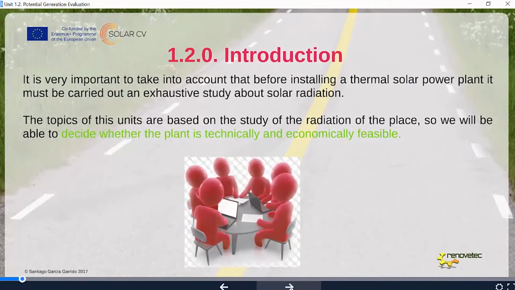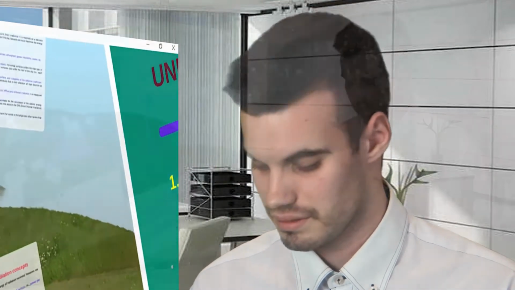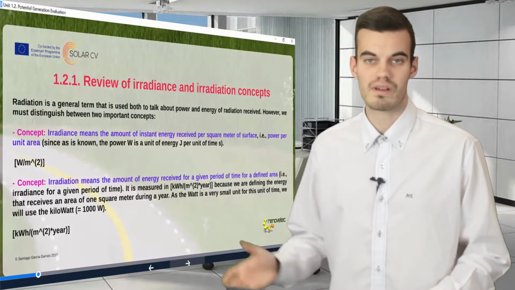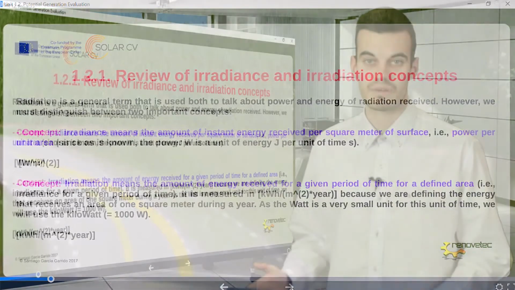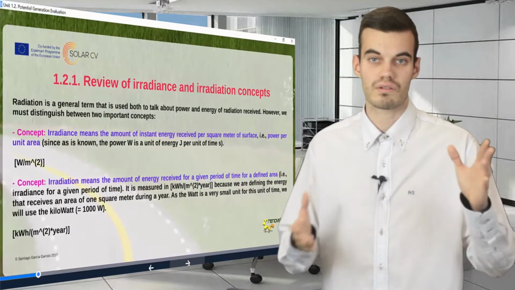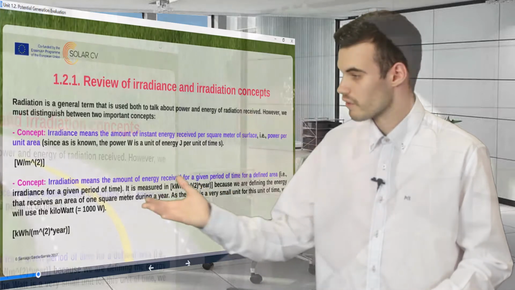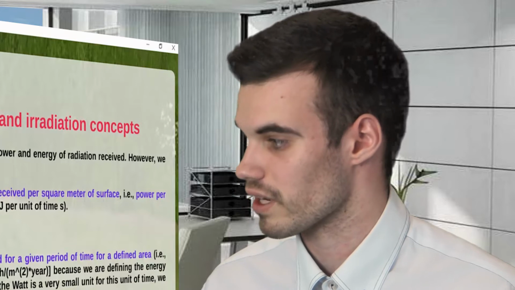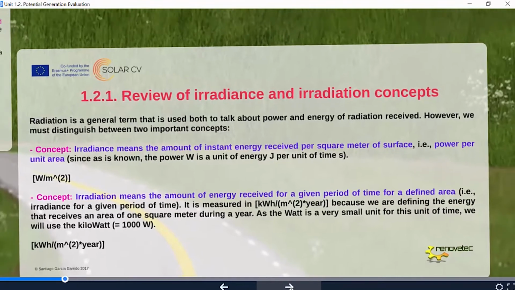Previously, to understand these concepts, we must overview previous terms that we studied in the last unit. Irradiance means the amount of energy, of power, which is received by a given area, and its units are watts per meter square. And if we translate this concept for a given period, we are going to have irradiation. Irradiation means the amount of energy received for a given period of time for a definite area, and its units are kilowatt-hour per meter square and per year.